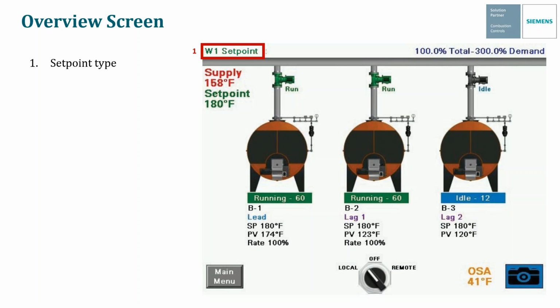Like we saw on the features overview page, there's a couple of different ways for the set point to be driven. It can be a local set point, like we're seeing here, W1 set point. There's a W2 set point because we have dual set points here. You'd also have a remote set point, or maybe an outside air temperature reset set point. This little window here is going to tell you which set point you're using.